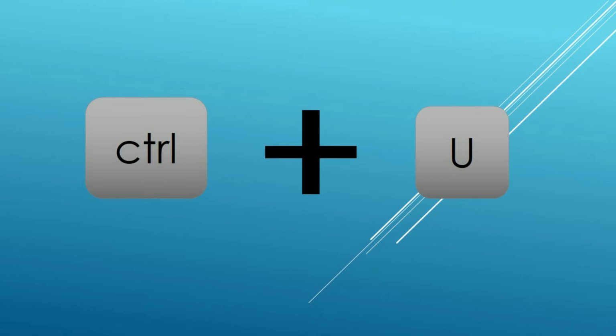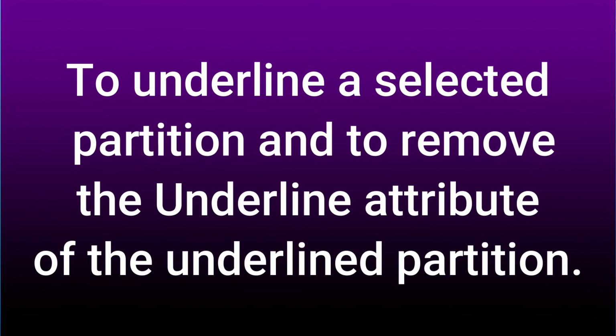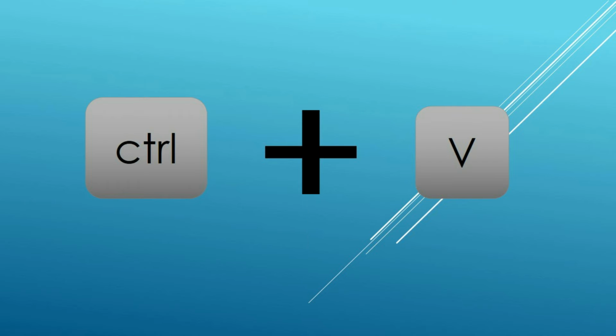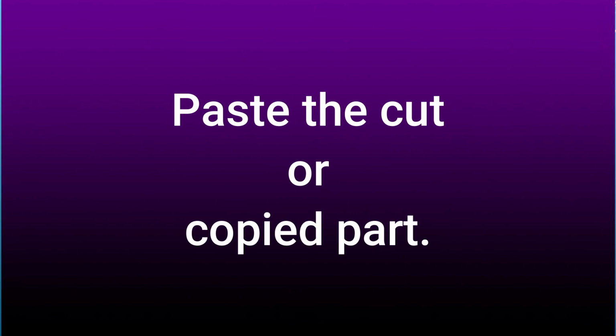Ctrl+U: To underline a selected portion and to remove the underline attribute of the underlined portion. Ctrl+V: Paste the cut or copied part.